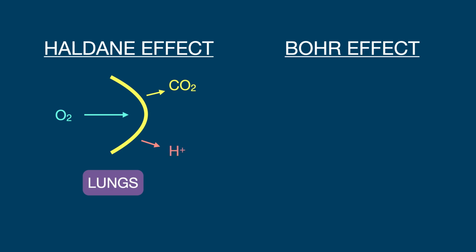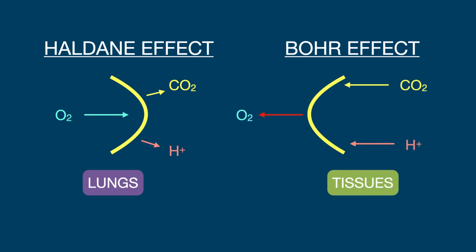The decrease in oxygen affinity of hemoglobin when the blood pH falls is called the Bohr effect, and is related to the fact that deoxygenated hemoglobin binds hydrogen more actively than oxyhemoglobin. The Bohr effect takes place in tissues that are metabolically active.